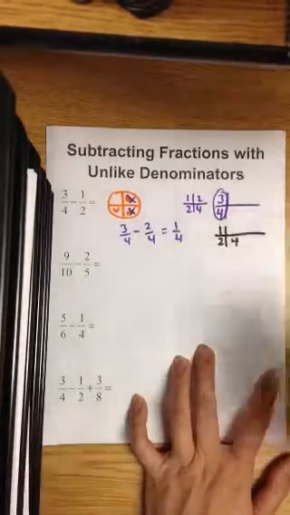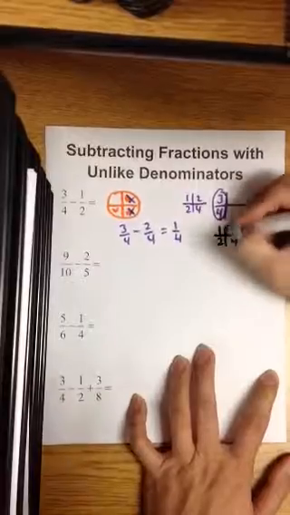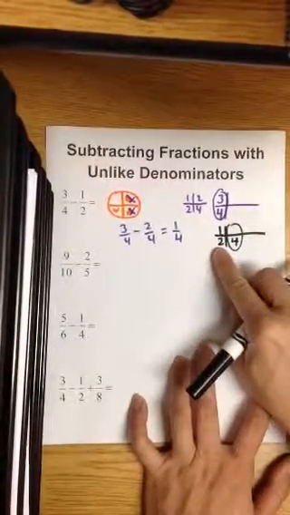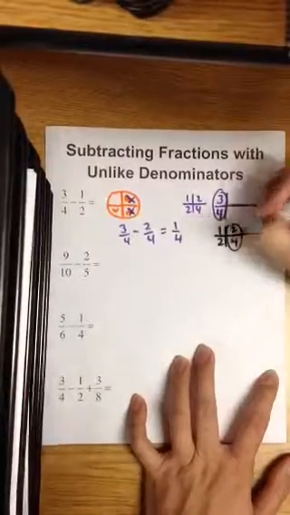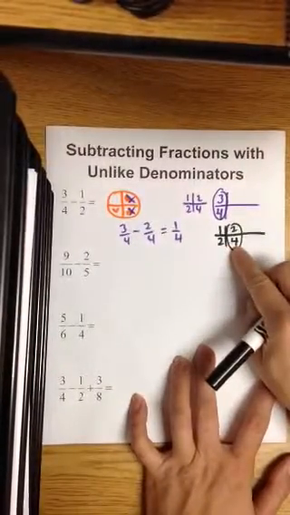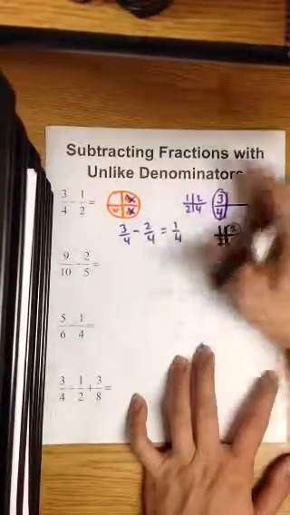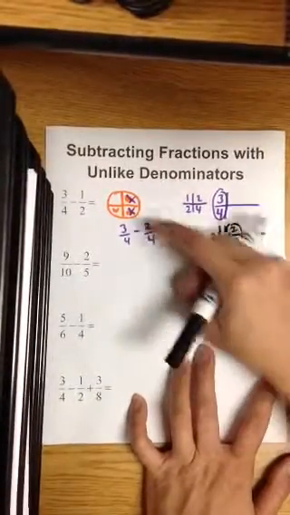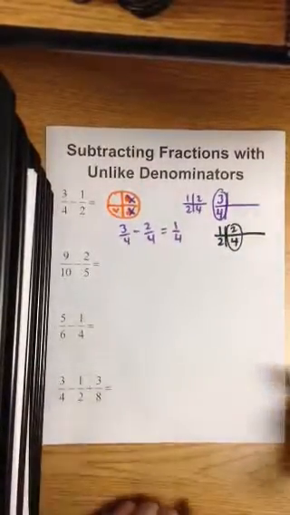And so we're creating a ratio table. How can you rename 1/2 to blank over 4? 2/4. So 1/2 is equivalent to 2/4. So if you have 3/4 take away 2/4, it is 1/4. Remember, you keep the denominator the same and you subtract the numerators. So 3/4 minus 1/2 is 1/4.